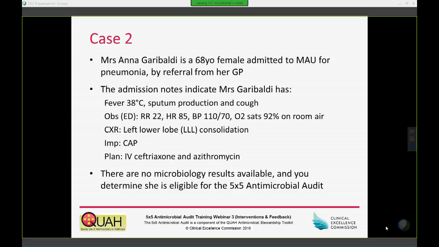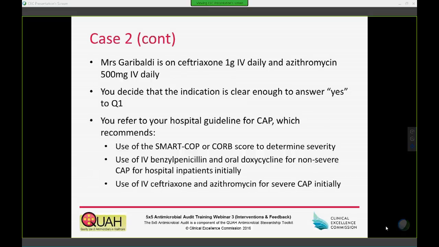Her chest X-ray showed left lower lobe consolidation, and the impression on admission was she had CAP or community-acquired pneumonia. The documented plan was IV ceftriaxone and azithromycin. There's no microbiology results available, and you determine she's eligible for the 5x5. So you look at her medication chart, and she's on ceftriaxone 1 gram IV daily and azithromycin 500 milligrams IV daily, and you decide that that indication is clear enough to answer yes to question 1.